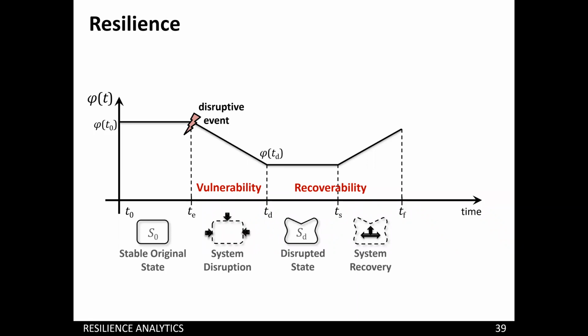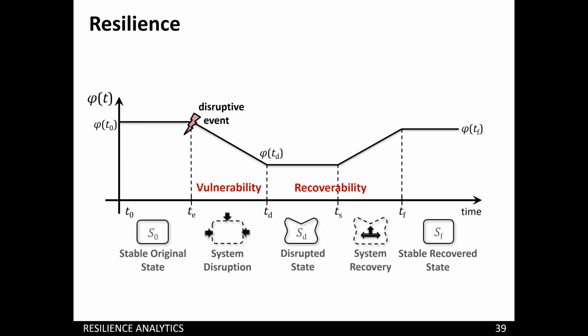Vulnerability describes the extent to which performance drops. To what extent can a system, a network, withstand the disruption? And then to what extent can it recover in a timely manner? That's recoverability. Out past time TF, there's some sort of stable recovered state, where that stable recovered state may not be the same as it was at time T0. It may be better, it may be worse, but it's at least some stable state.